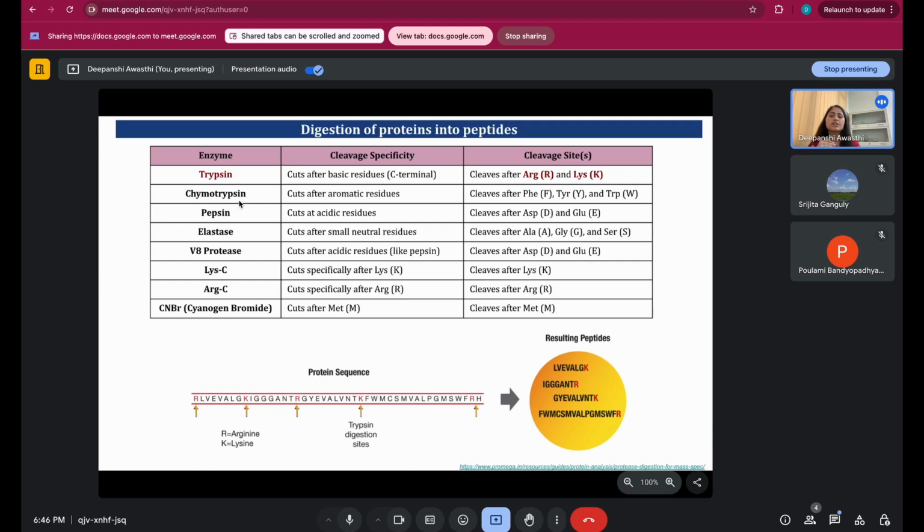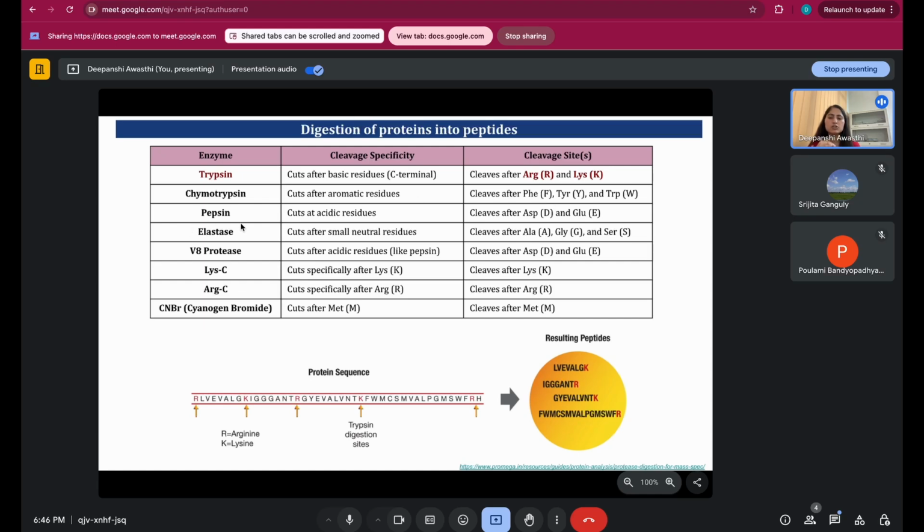Similarly, if the digestion happens with chymotrypsin, it cuts after the aromatic residues. The aromatic residues are phenylalanine, tyrosine and tryptophan. So whenever chymotrypsin is used, you will be pretty sure that towards its C terminal we will see either phenylalanine, tyrosine or tryptophan. This is just like a hint which you can get if you have the idea of what is used in the digestion.